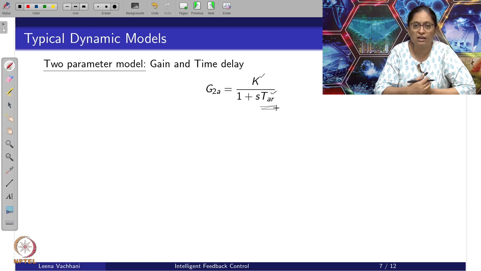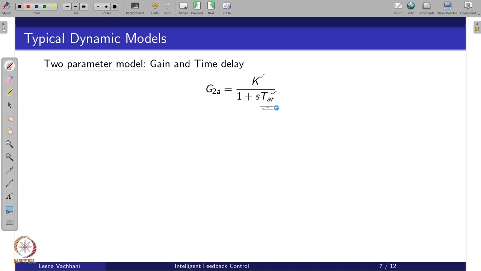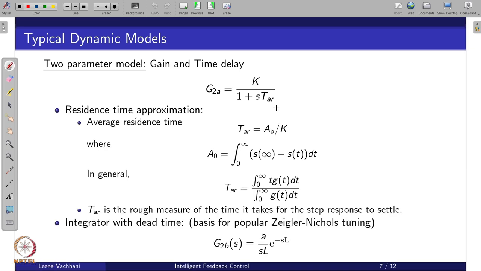Now this time constant we represent as an average residence time. This average residence time is given by A0 by K, where A0 is this particular integral. Since it's a first order system, the response of the system is going to rise exponentially and reach the final value. So A0 is nothing but the area under this shaded curve, which is represented here. This is your S of infinity value, the final output value as we approach infinity, and how S of t is approaching it. So this integral gives you nothing but the area given by this shaded curve.